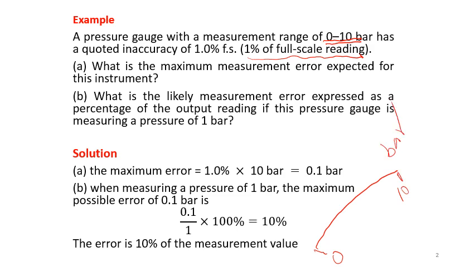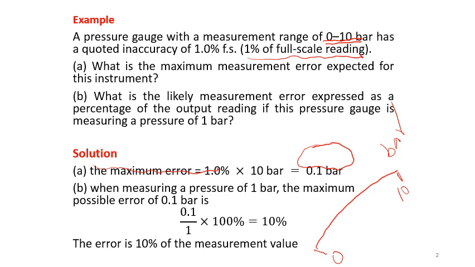So the error will be plus or minus 1%. What is the maximum measurement error expected for the instrument? The maximum error is equal to 1% of the full scale. That means 0.1 bar. The maximum will be 0.1 bar, 1% of the full scale. Keep this in your mind.